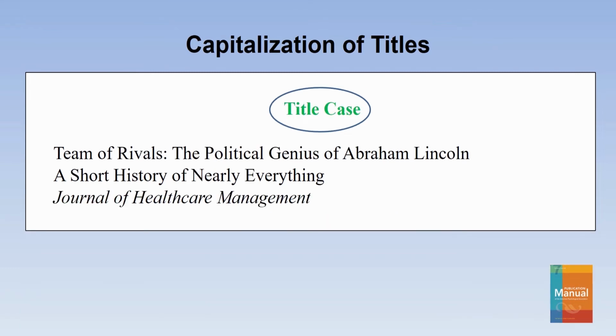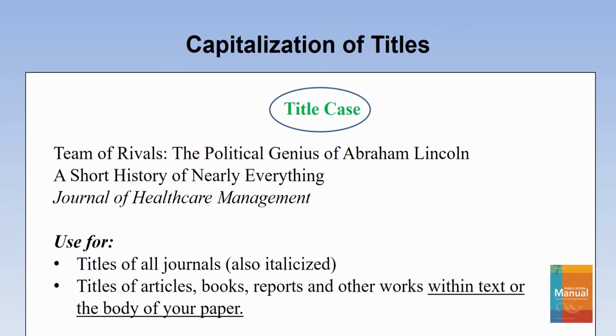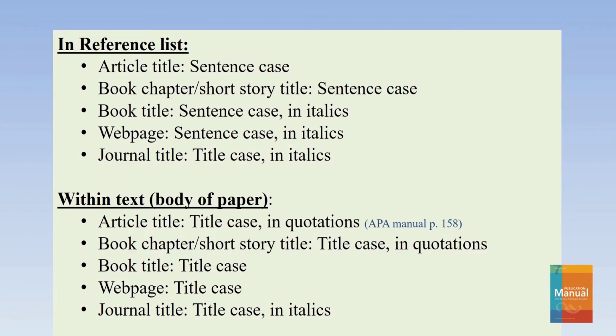The other capitalization style is title case. In title case, you capitalize the first letter of all the major words, as shown here. Usually words of 3 or fewer letters are not capitalized. Journal titles are always in title case and are italicized. The titles of articles, books, and other works within the text or body of your paper are in title case. Note that the capitalization style depends on where you are using the title, if it's in the reference list or within the body of your paper. For example, in the reference list, an article title is in sentence case, while in a paragraph, an article title is in title case and in quotations.